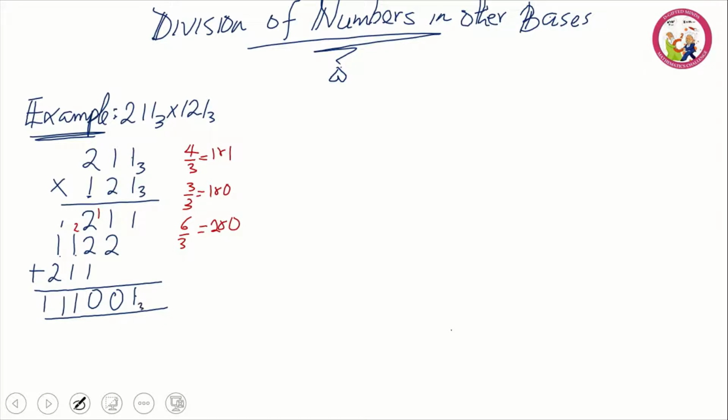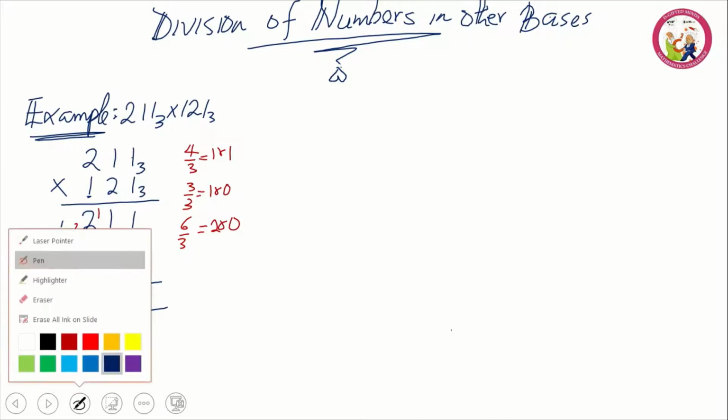So it means that when we multiply 211 base 3 by 121 base 3, the answer is 111001 base 3. I hope you guys understand this multiplication process, but don't forget my focus is not on multiplication but on division of numbers in other bases by long division method.